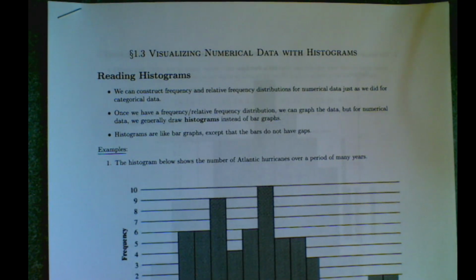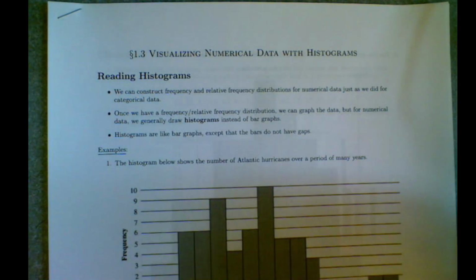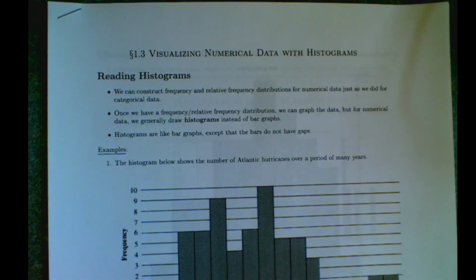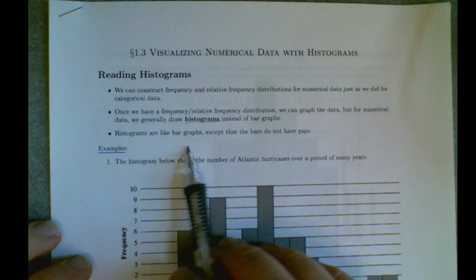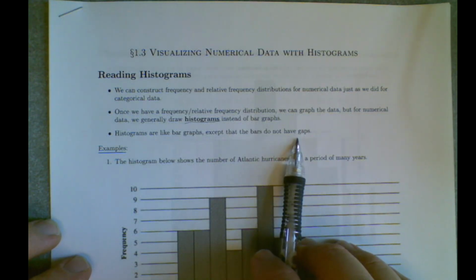Okay, so let's just start off by making sure that we can read histograms. These are very, very similar to bar charts. Once again, when we're starting with analyzing a data set, we're usually starting with raw data, and then we will organize that data into frequency distributions, relative frequency distributions, and then we'll make some kind of graph out of it. And in this case, we're going to make histograms instead of bar charts. But they're really, really similar. Histograms are like bar graphs, except that the bars don't have any gaps, right?